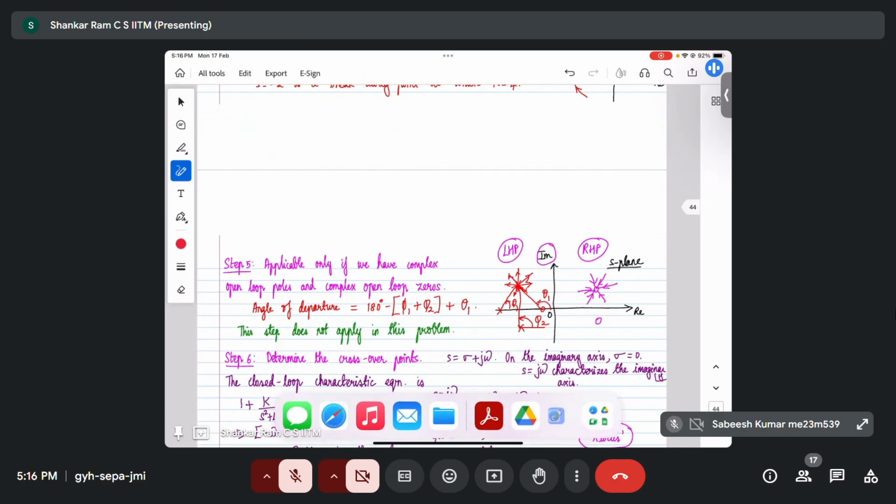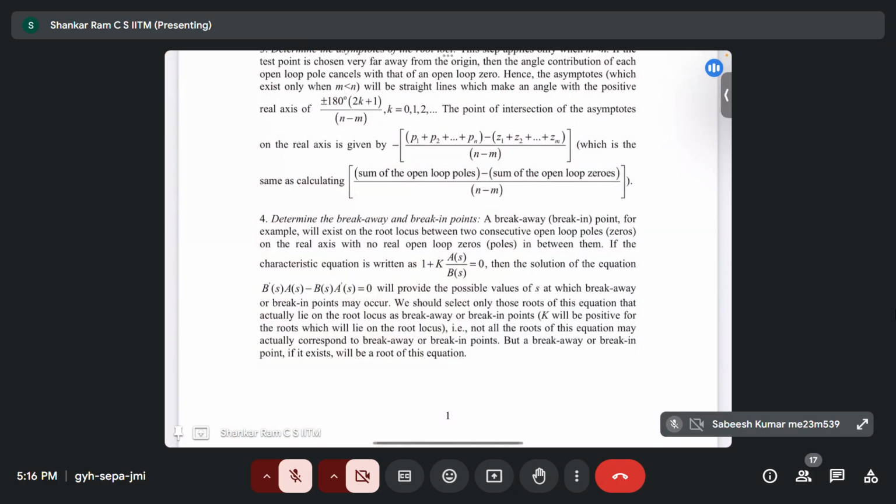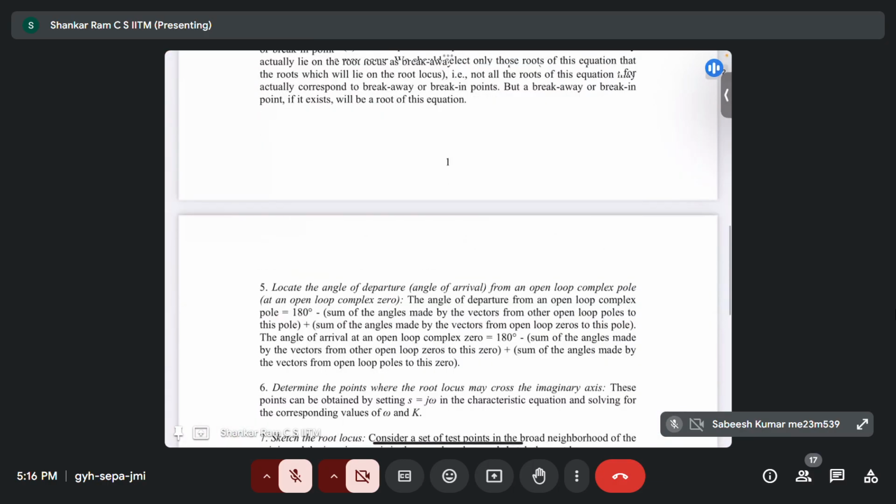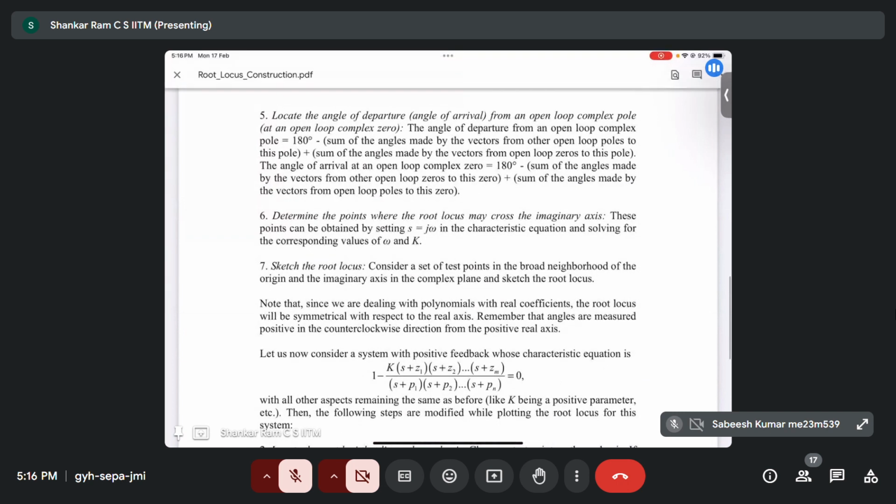Now comes the next step, the fifth step. Once again, root locus construction is very methodical. Many of these steps, as I told you, we are learning so that you and I get an intuition when we do control design. If you use the rlocus command in MATLAB, we will be able to generate the root locus within a few seconds. But still, it is important for us to know the concept. That's why we are learning it.